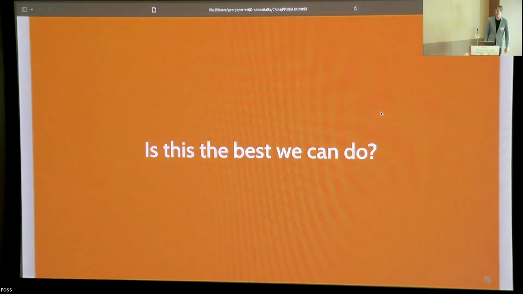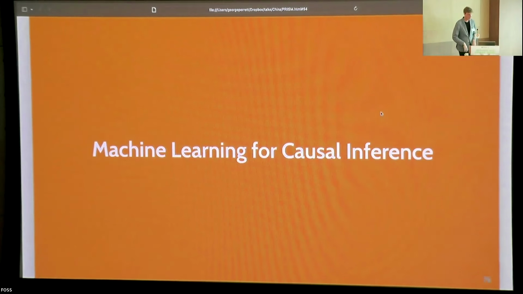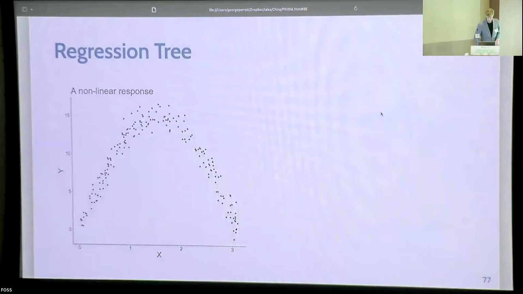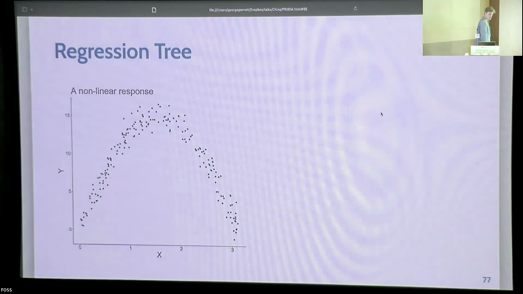Are we destined to not be able to do observational studies? And I'm going to make the case that there's more advanced methods that we can use to simplify this process. And this is where machine learning for causal inference comes in. So what is machine learning? It could mean a lot of things. I'm going to start by talking about something called a regression tree.